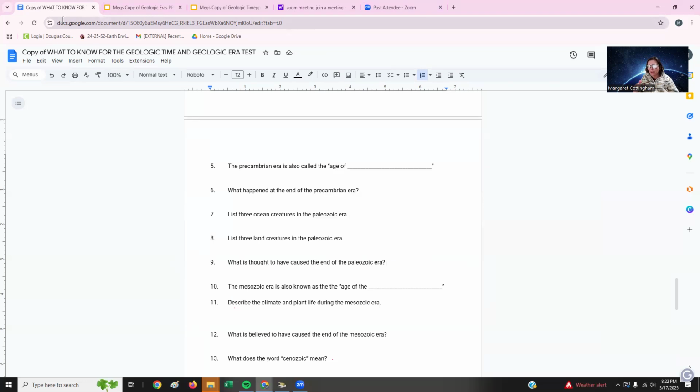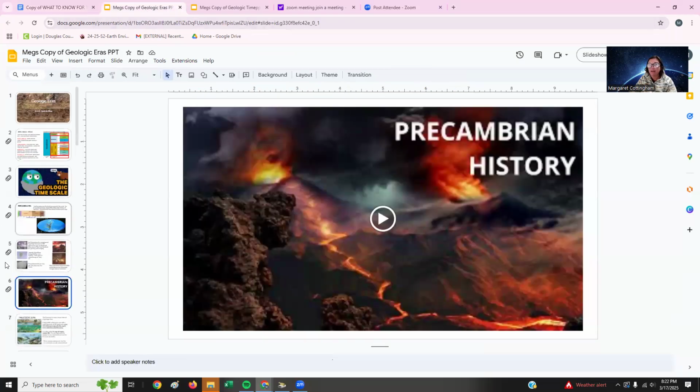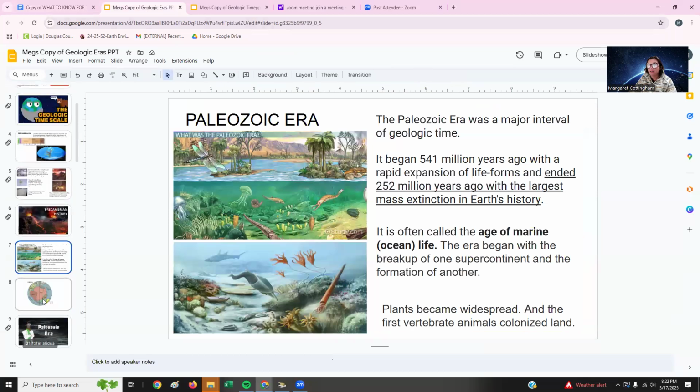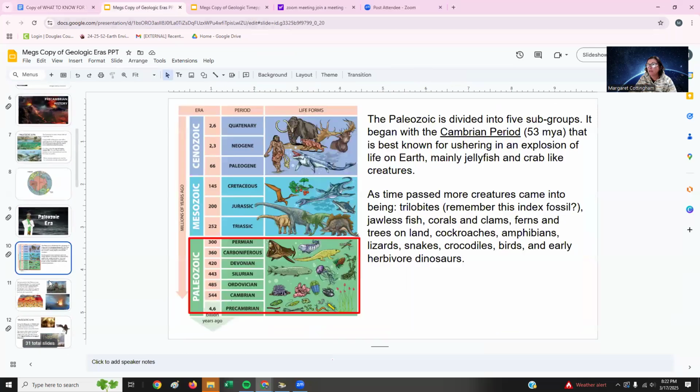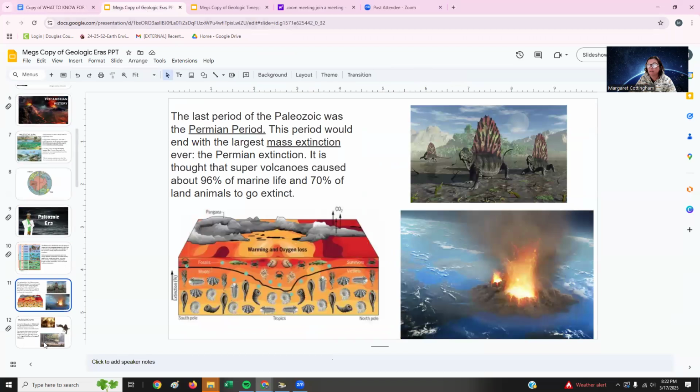So the Paleozoic era had all those, the Permian extinction from the super volcanoes, and it killed off everything except for some of the marine life. That's what I'm thinking. The Precambrian also had a mass extinction, but it was just, again, from volcanoes, but not like the Paleozoic. The Mesozoic era is also known as the age of... so let's go back here and we go down. So the Mesozoic is down through here.